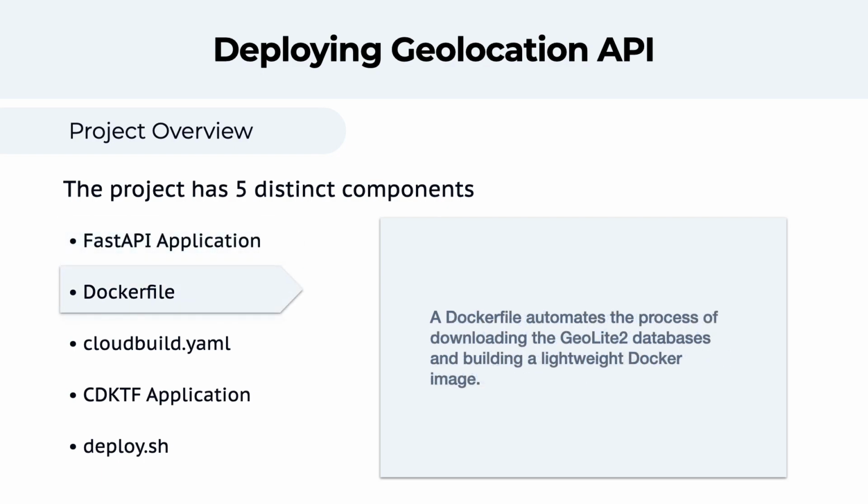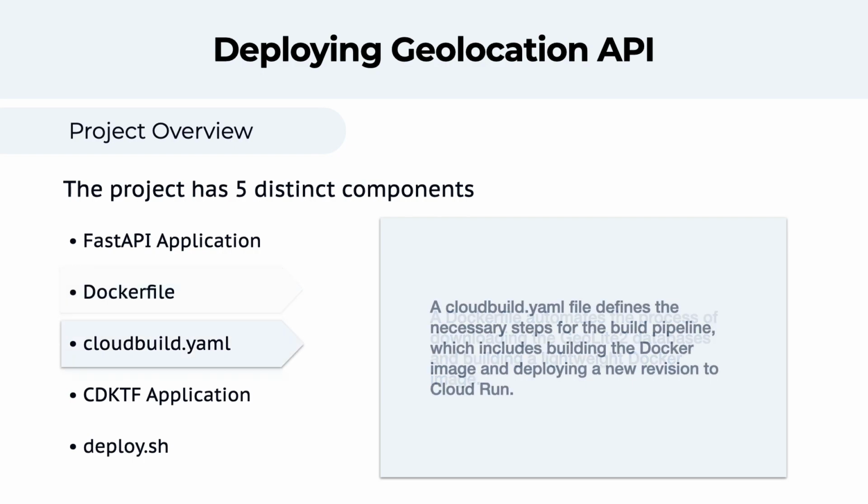A Docker file that automates the process of downloading the GeoLite2 databases and building a lightweight Docker image. A cloudbuild.yaml file that defines the necessary steps for the build pipeline, which includes building the Docker image and deploying a new revision to Cloud Run.